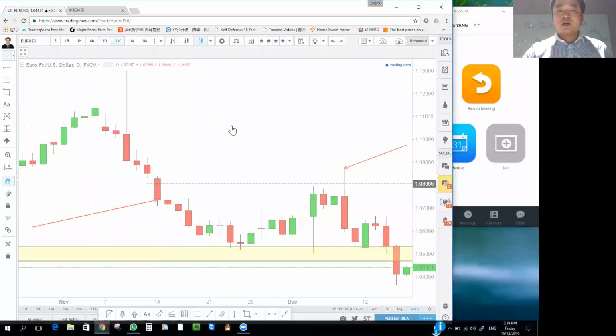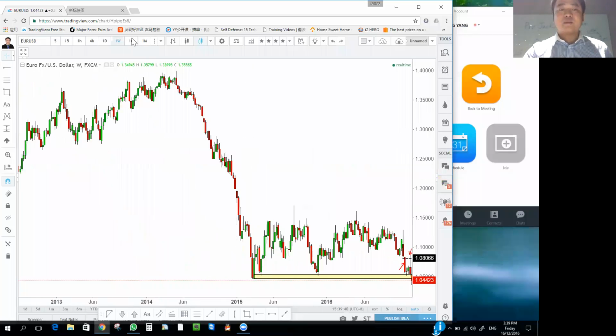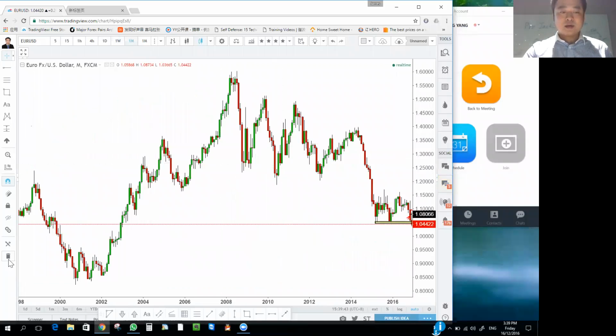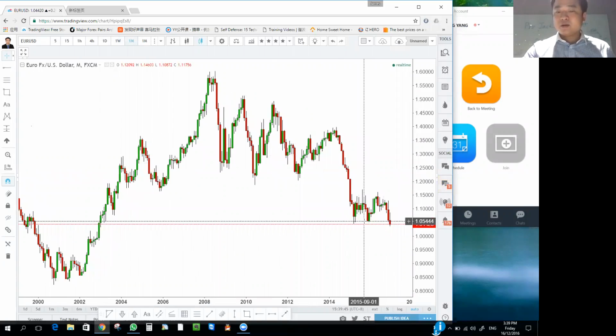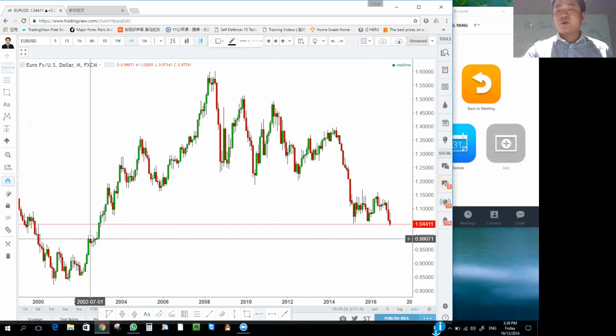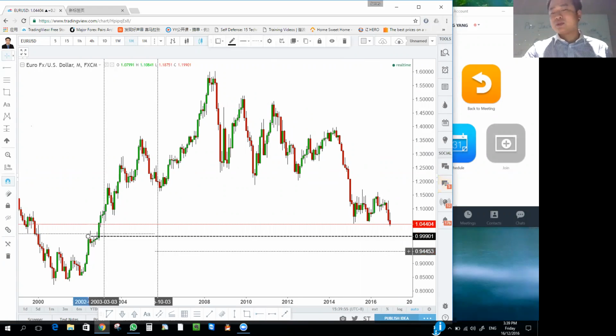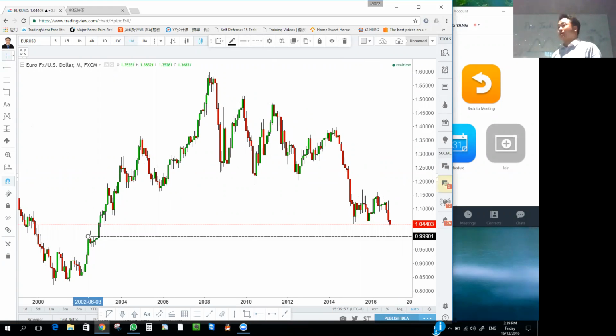Look at the weekly chart. The first level, monthly chart. Okay. You see here, this is obviously a break. It's broken, right? It will just keep moving lower until it reaches here, 0.9907, 0.9991, close to parity, 1. So Euro is likely going to fair value, 1 to 1. 1 euro equals $1. Okay, that is the target.